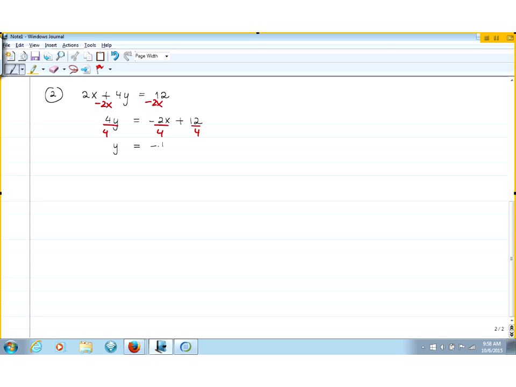So what do I have here? y is equal to negative 1 over 2x plus 3. Okay, so tell me the slope. What is the slope? Negative 1 over 2. What is the y-intercept? 0, 3. Good. Can we graph this? Yes, of course.